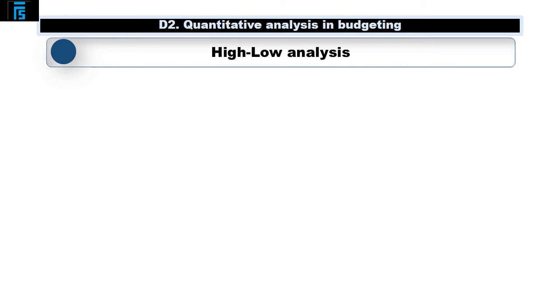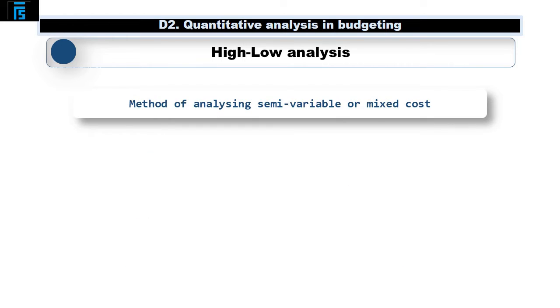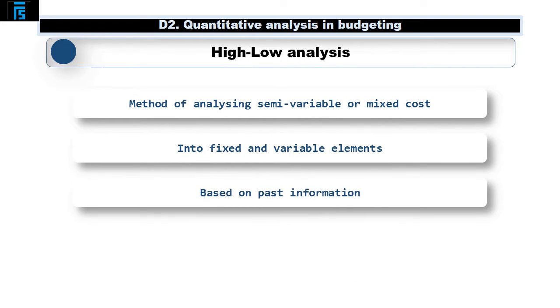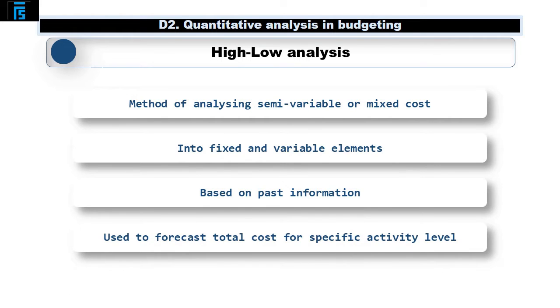High-low analysis is a method of analyzing a semi-variable or mixed cost into its fixed and variable elements, based on analysis of past information about costs incurred at various levels of activity. Once identified, the fixed and variable costs can then be used to forecast the total cost at a budgeted level of activity.